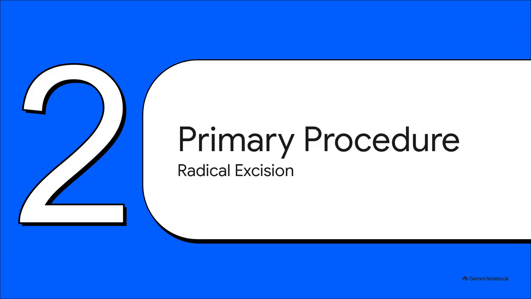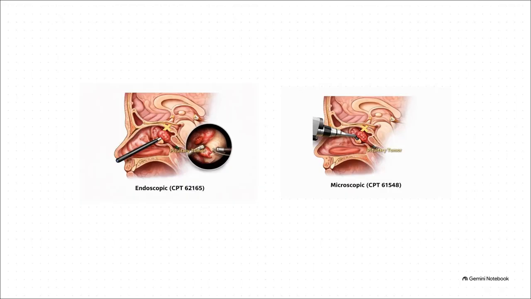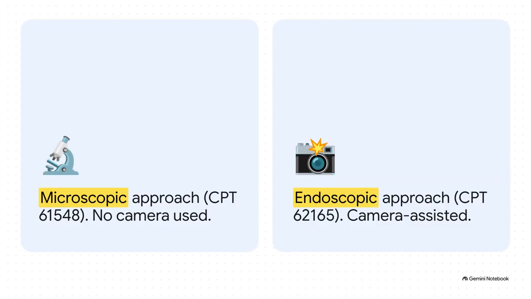Section 2, Primary Procedure, Radical Excision. Our absolute first objective is isolating the primary surgical intervention from all that dense dictation. To do this, we always determine the entry point. Ask yourself, did the surgeon break the wall, meaning they opened the skull via a craniotomy, or did they use the window, meaning they went through a natural orifice, like the nose, for a transsphenoidal approach? In our case, the operative note specifically mentions a transnasal approach with a sphenoidotomy and radical tumor excision.